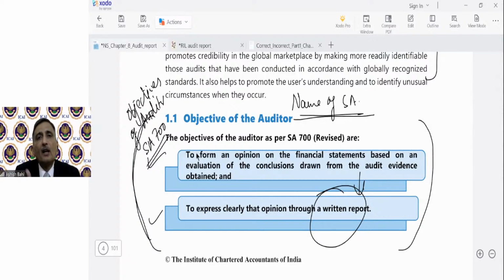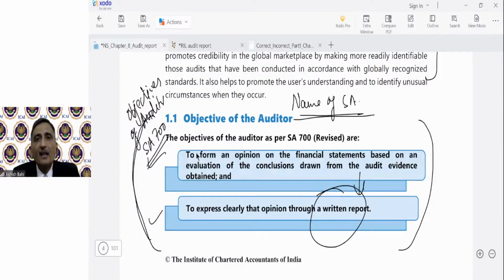The purpose of audit, as we have been studying since chapter 1, is to obtain reasonable assurance whether financial statements are free from material misstatements. So this opinion is finally expressed through the audit report. This is the thing which you would be handing over to your client. This document is your output of the audit process.